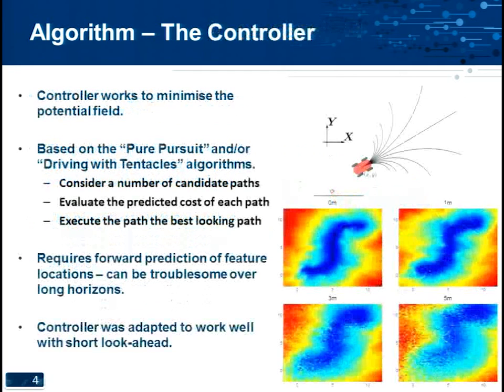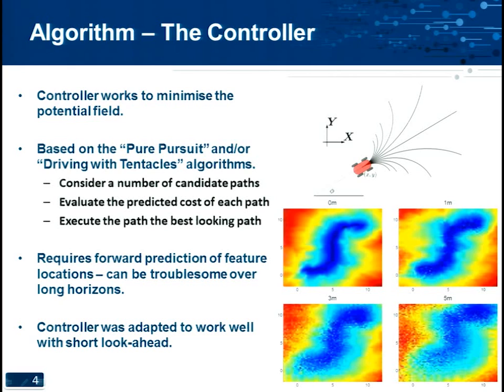The controller that we use is designed to minimize the current value of the potential field. It's roughly based on the work of the pure pursuit algorithm or the driving with tentacles algorithm from Coultier and von Hundelhausen, respectively. Basically, we consider a number of candidate paths, evaluate the predicted cost according to the potential field of each of these paths, and then execute the best looking path or the one with the lowest cost function.